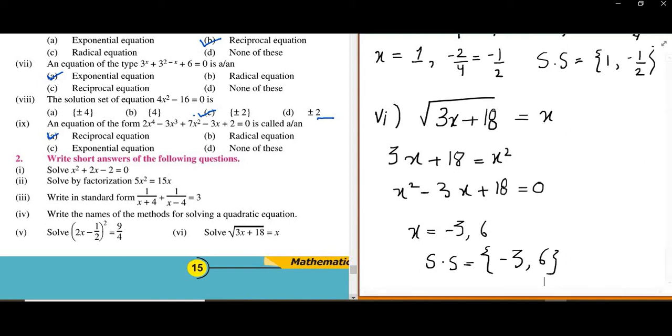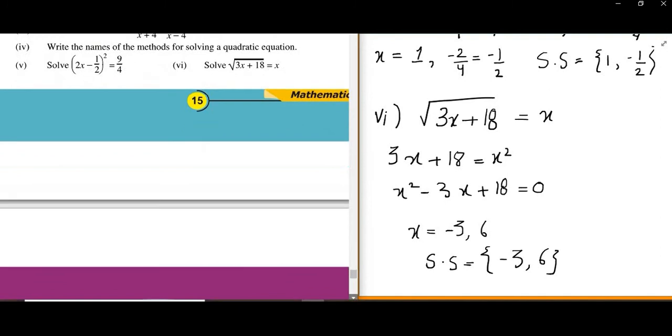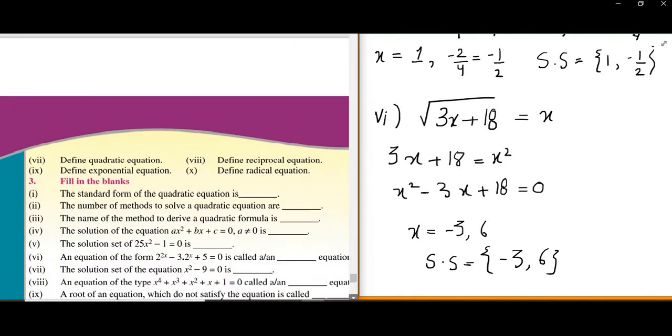Okay, next, define quadratic equation. What is a quadratic equation?